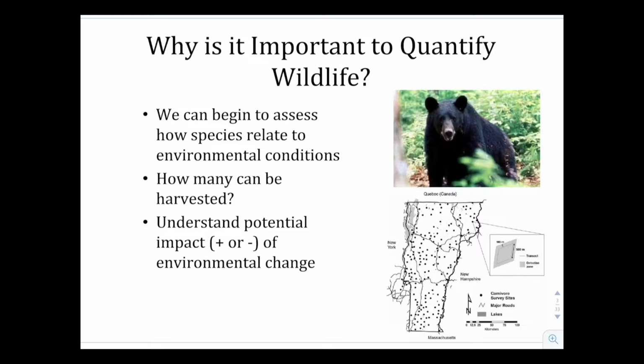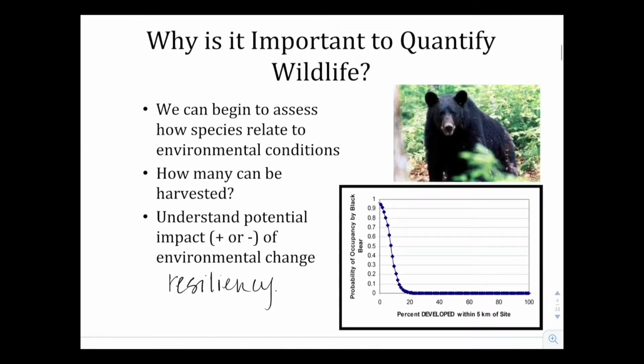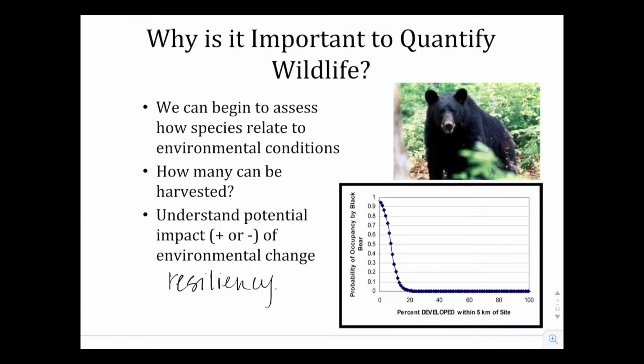What researchers ended up finding is that as the amount of development within 5 kilometers of the sites increased, there was actually a lower probability of occurrence of black bears. And you can see that in this graph below. And in this case, it actually related directly to the landscape conditions. Black bears were really just looking for suitable habitat, and so as development increased, there was less and less suitable habitat for that black bear population to be able to hunker down in.